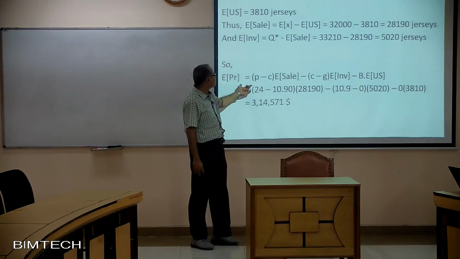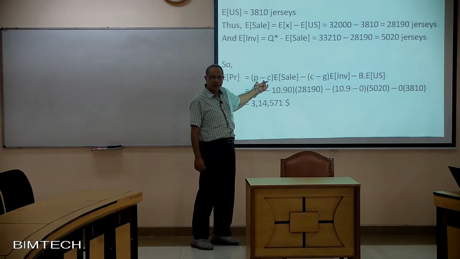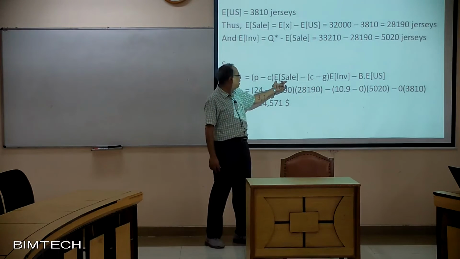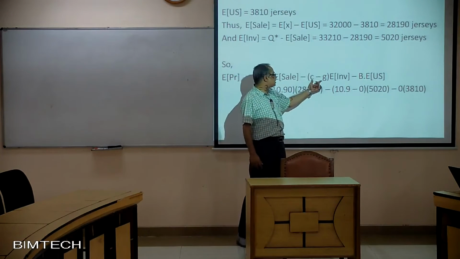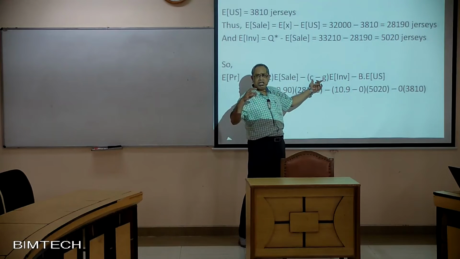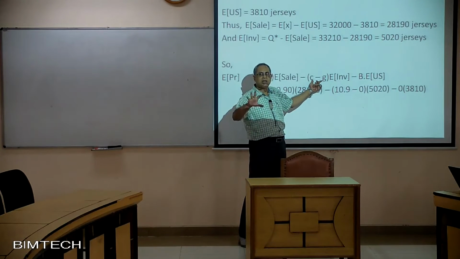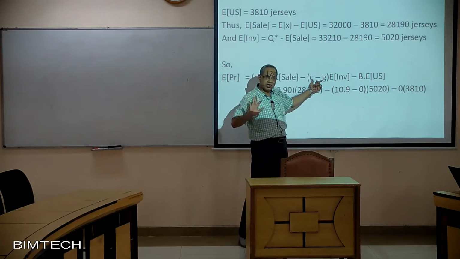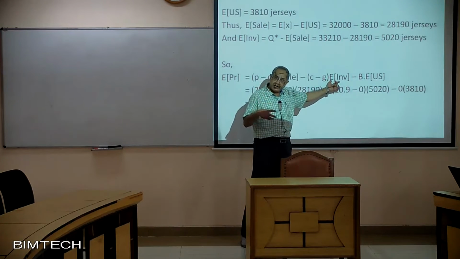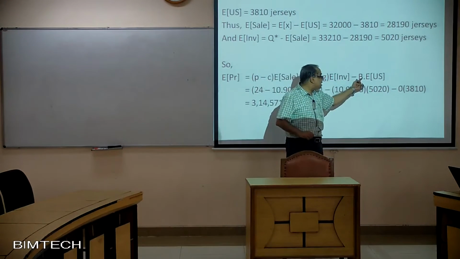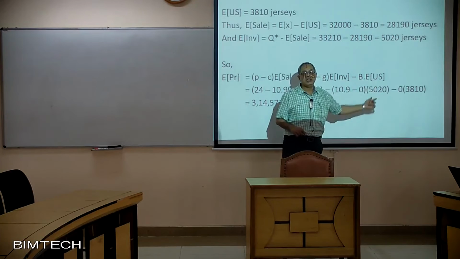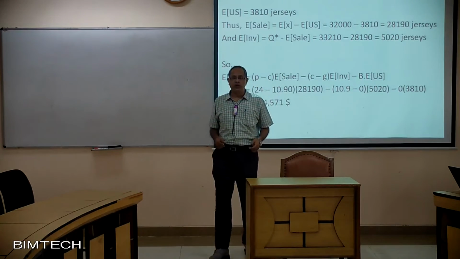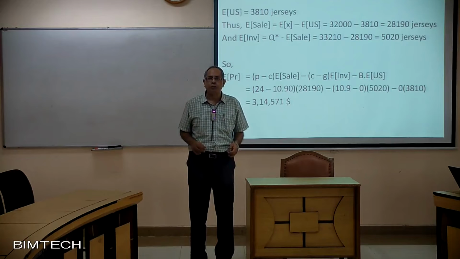Expected profit, we have already seen, is the contribution per unit that we sell, which is P minus C, multiplied by the expected sale, number of units sold, minus (C minus G), the effective cost for the inventory, whatever is left with us after the demand has happened, multiplied by the expected value of that inventory, minus the per unit penalty cost, multiplied by the average number of units that we go short by.